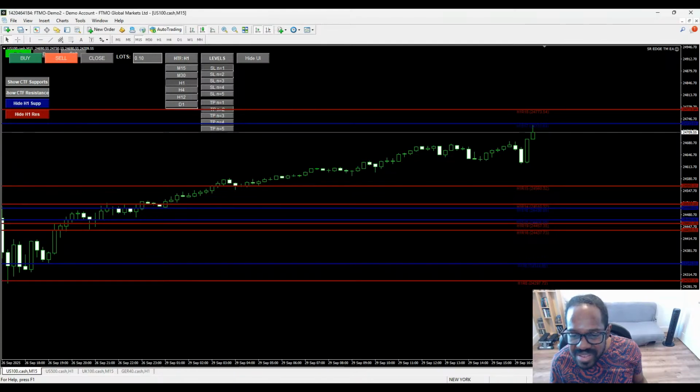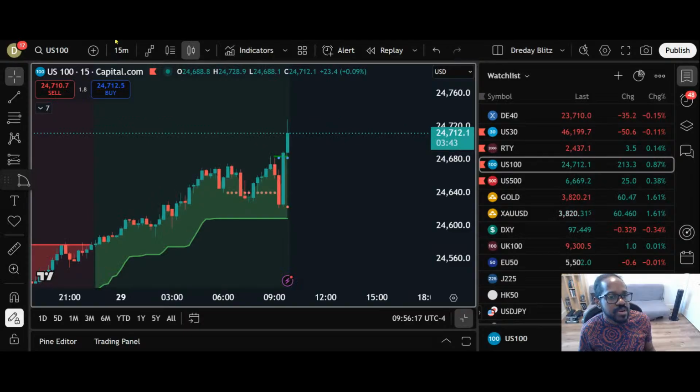So that's pretty much the gist of it here in regards to the support and resistance manager, and that is offered here on MT4 and MT5 also. And like I said, everything that I'm showing you guys, this is indicators data. It's not anywhere else than here.